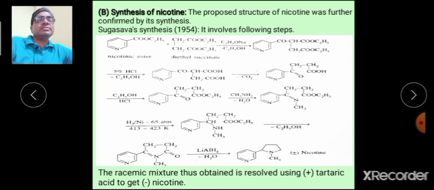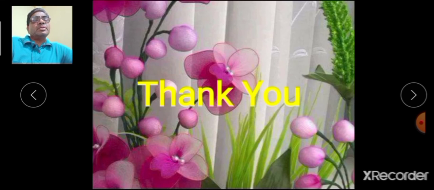The racemic mixture thus obtained is resolved by using dextrotartaric acid to get nicotine, that is the one isomer. Thus the structure of nicotine is confirmed by its synthesis. With this, we have completed this topic. Thank you.